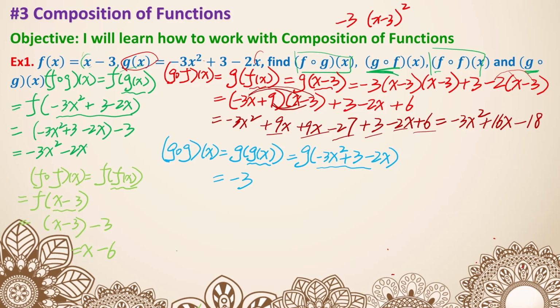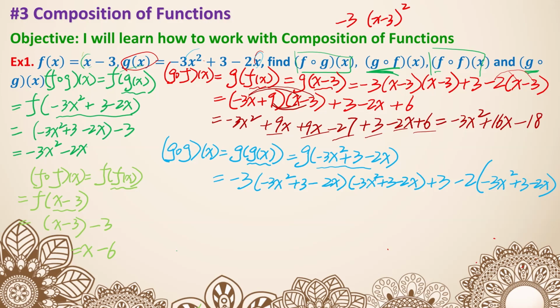So I see negative 3, but then I have x squared. I need to replace that x with a negative 3x squared plus 3 minus 2x. Since there's a square, I need to write it twice. And then I have the plus 3, and then I have the minus 2. Replace the x on the end with a negative 3x squared plus 3 minus 2x. There you go. So it's quite complicated.